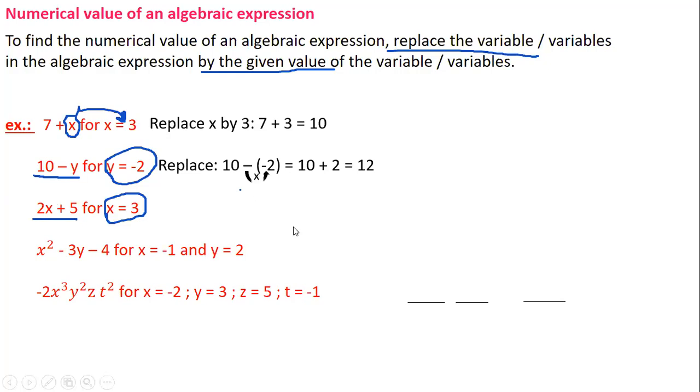So look how we replace. After replacing, we write 2, x is replaced between parentheses since 2 and x are multiplied together, plus 5. Now, how do we calculate? We multiply 2 times 3 is equal to 6. And I get the plus 5. So 6 plus 5 is equal to 11.